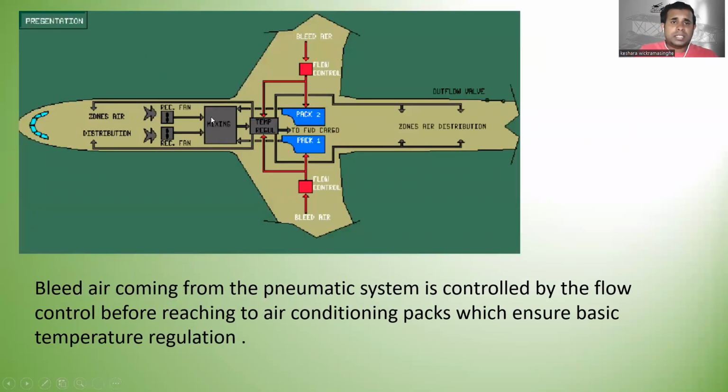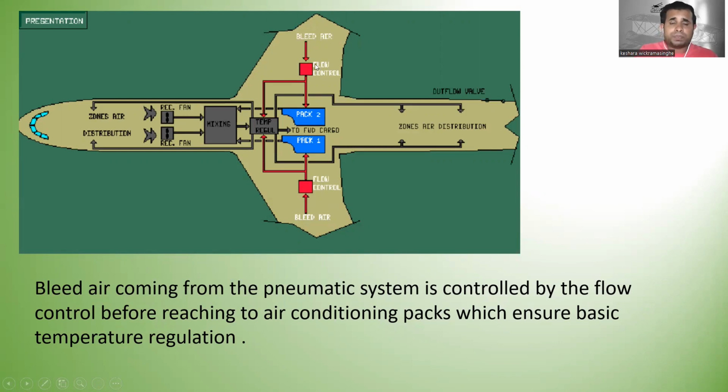All right, so here is the aircraft when you see it from the top. Here are the two packs over there. This is temperature regulation, this is the mixing unit, and these are the recirculation fans, and these are the air distribution lines, right? So this is the flow control. This is the bleed air coming from the engine. All right, so the bleed air coming from the pneumatic system is controlled by the flow control before reaching the air conditioning packs, which ensure basic temperature regulation, right?